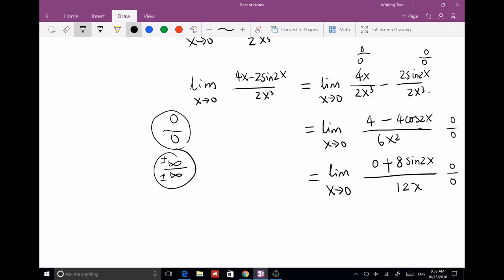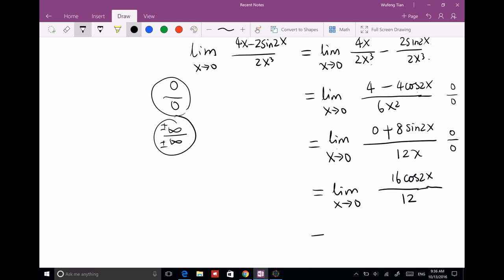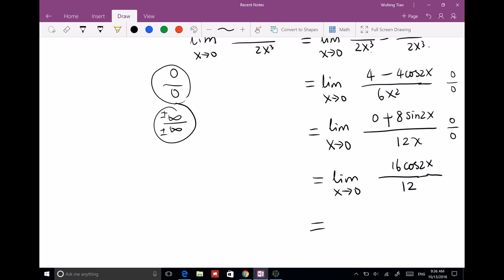So now do we still have 0 over 0 form? Yep. We still have 0 over 0 form, which means we still can use L'Hopital's rule again because both the top and the bottom are still differentiable. So now could you please continue? You have 16 cosine 2x divided by 12. Perfect. Can we plug 0 into the function? Yes. Cosine of 0 is just 1. So we got 16 over 12, which simplifies into 4/3. Perfect. Thank you very much. You did a very good job.